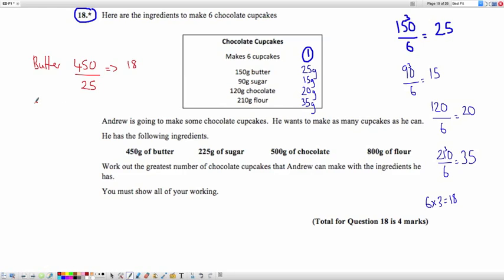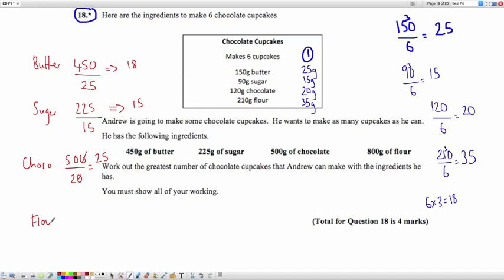In terms of sugar, he has 225, and for each cupcake he needs 15. So we're dividing 225 by 15, which will give us 15 cupcakes. Then moving on to the chocolate, he has 500 grams, and for each one he needs 20. So this one's an easier division. He can make 25 cupcakes with the amount of chocolate.